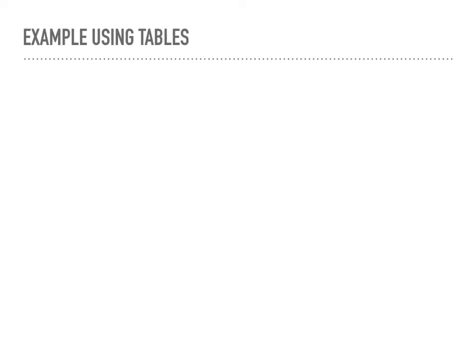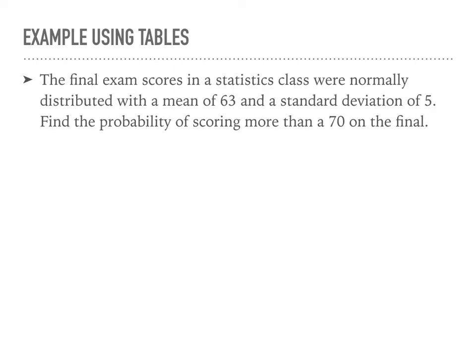Let's take a look at an example using tables. The final exam scores in a statistics class were normally distributed with a mean of 63 and a standard deviation of 5. Find the probability of scoring more than a 70 on the final. So we're looking for the probability that x is greater than 70, which is equal to the probability that z is greater than 70 minus 63 divided by 5, the z-score of 70. That z-score simplifies to 7 over 5, which is 1.4. So we're looking for the probability that z is greater than 1.4.